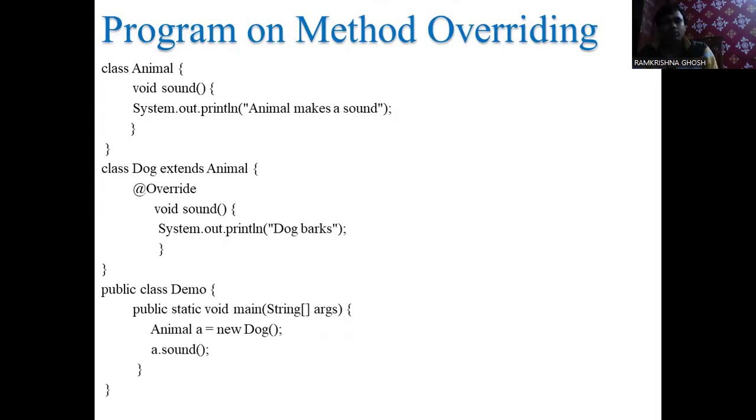Public class Demo, that is the main class. Public static void main, String arguments. Animal a equal to new Dog. Animal a, object of Animal class, equal to new Dog. a.sound. We are calling the sound method. So the output will be Dog barks. This is a program on method overriding.